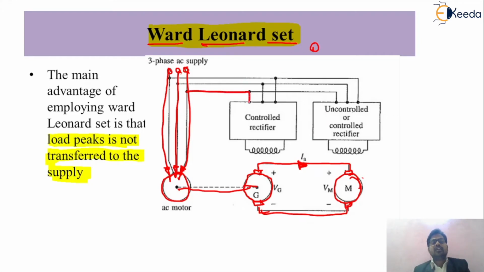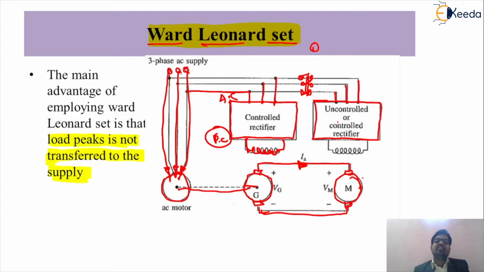The controlling signal is obtained from this particular rectifier circuit. This rectifier converts the AC supply into DC supply, because this is a DC separately excited generator. So we require some excitation for the field winding of that generator. We are using a reversing switch here. If you want to change the speed control for above the base speed, we have to control the field flux of that particular motor. For that, this three-phase supply is again given to an uncontrolled or controlled rectifier, which again converts the alternating current supply into direct current supply. By changing this field winding supply, we can control the speed of that DC motor above the base speed, and due to that the load peaks are not transferred to the supply.